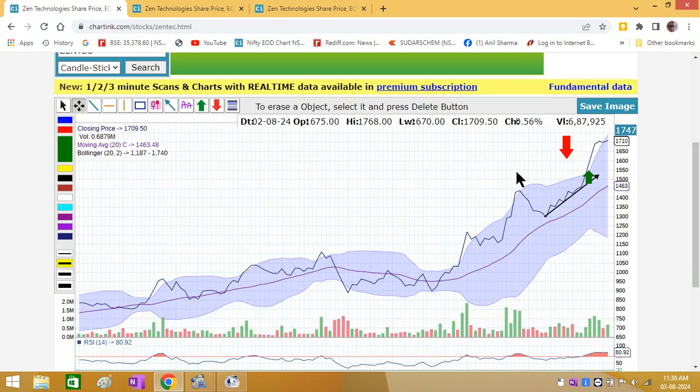Friends, since the share is in the uptrend, that is why you are seeing that the prices are going up, and even the 20 DMA also is going up. Therefore naturally the price also will go up. So this is the strategy as far as the understanding of Bollinger Band and the uptrend.